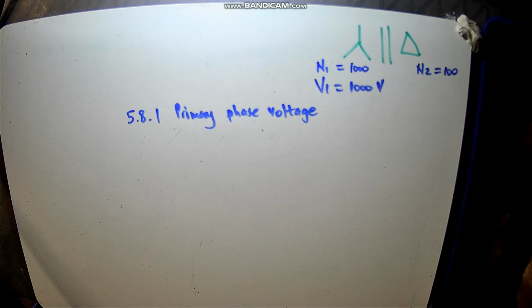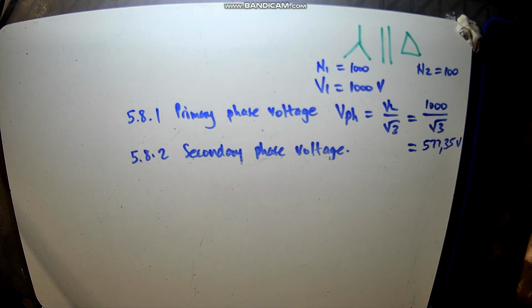So question 1 says the primary phase voltage. So you know that V phase is equal to VL over root 3. Remember, on the left hand side we have a star system. This means there's two voltages. What was given was the line voltage, so 1000. So now we're going to substitute 1000 divided by root 3 and we'll get an answer of 577,35.